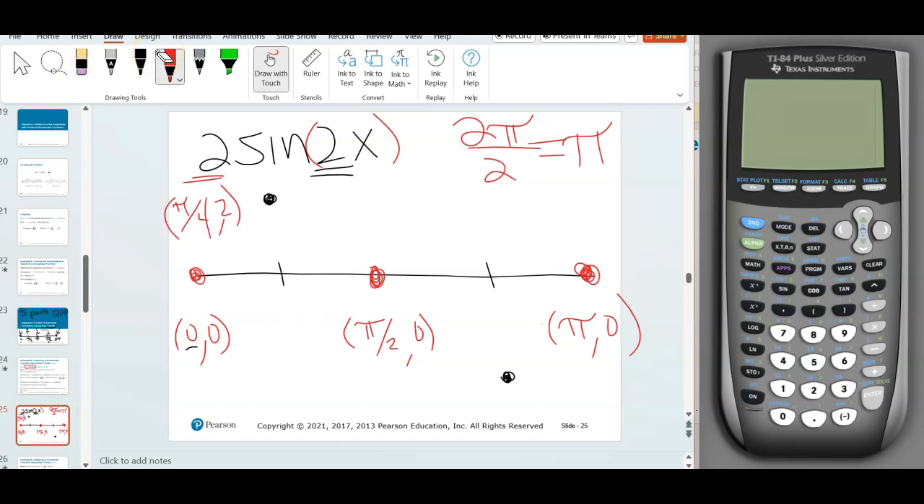And then this low point, the same thing. We would average these two. So this is pi over 2 and pi. If you add those together, you get 3 pi over 2. Divide that by 2, you get 3 pi over 4.